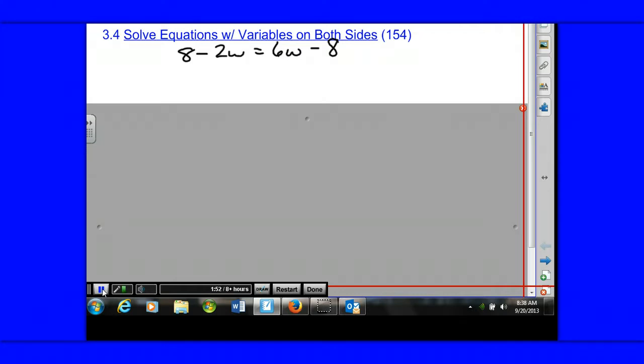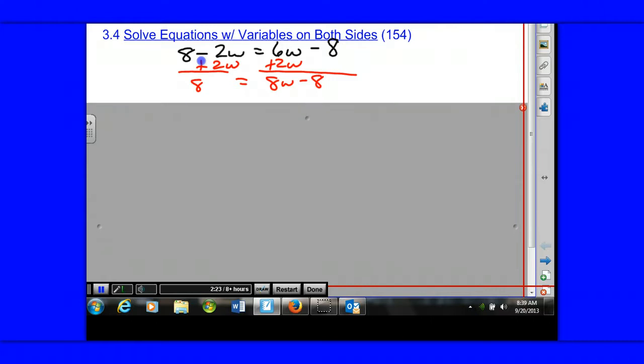So how can we move these w's so that they're positive? Well, which side has a greater number of w's? Good, the right side. It has 6 w's. The left side has negative 2 w's. So we can move the w's from the left side to the right side by adding them, right? That leaves us with 8 equaling 8w minus 8. Interesting, all these 8's, right?